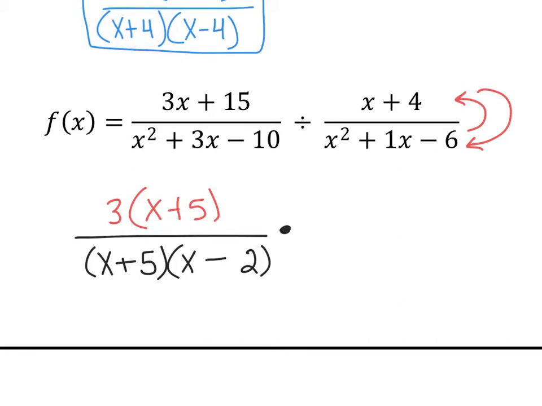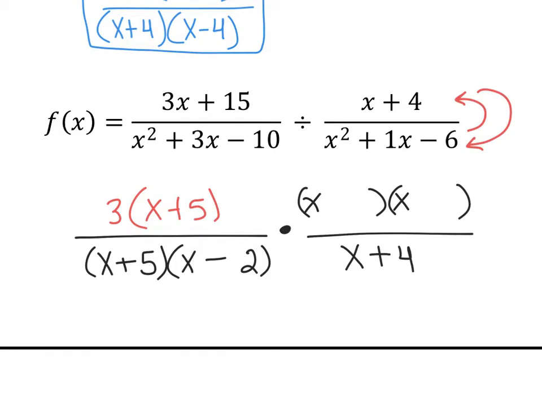Change it to multiply. Flip the second fraction. Now, I'm going to flip it. And notice I just already put the 2 parentheses. What multiplies to A times C? What multiplies to -6 but adds to 1? Okay, multiplies to -6, adds to 1.